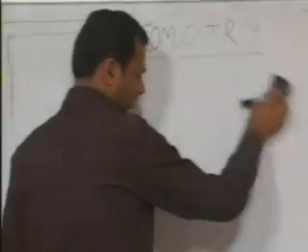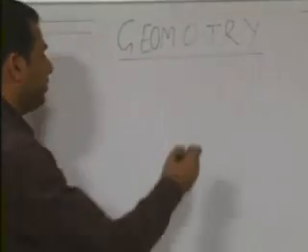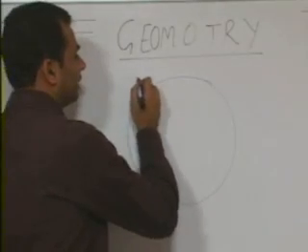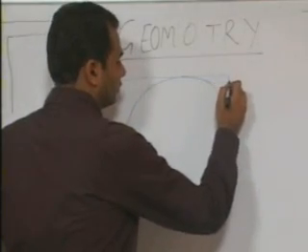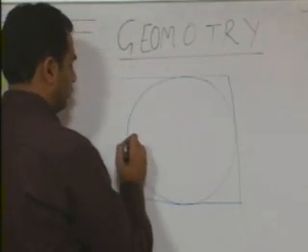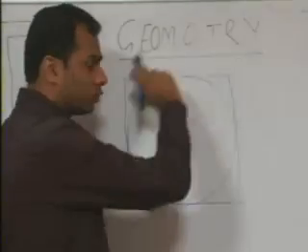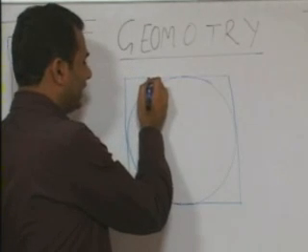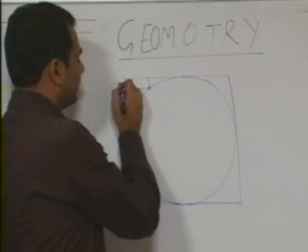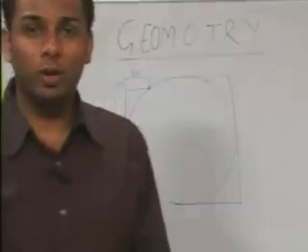Now we'll take a couple of examples based on circles. For example, this is a circle and this is a square, and there is a rectangle at one of the corners which is touching the circle at this particular point. Let's say this is 10 centimeters and this is 20 centimeters, and we are supposed to find out the radius of this circle.